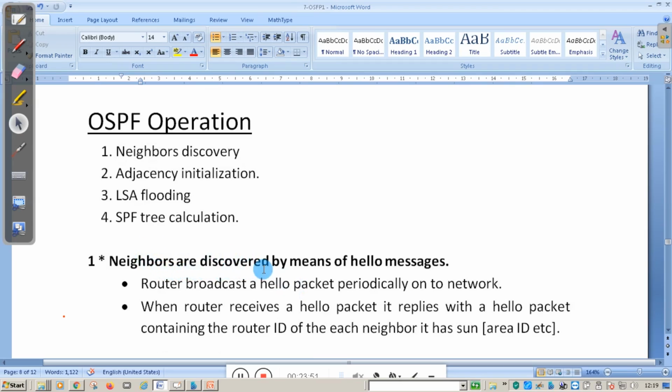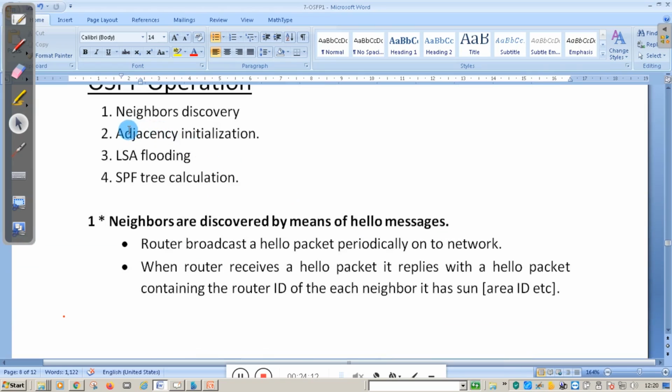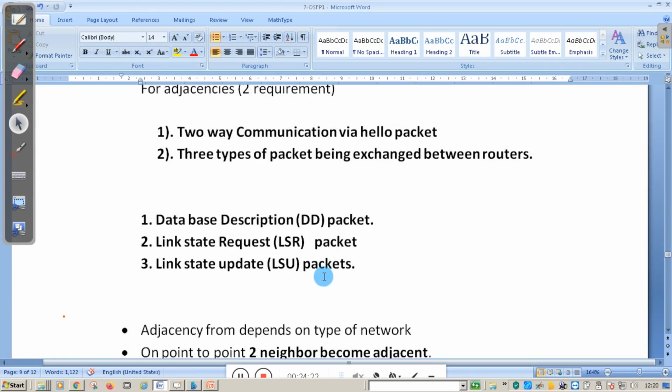First, neighbors are discovered by means of the hello message. The router will send the hello packet by broadcast periodically on the network, and it will discover the neighbor and establish neighborship. After that, adjacency initialization. For adjacency, there are 2 requirements. There should be 2-way communication via hello packets. Then 3 types of packets should be exchanged. What are the 3 types of packets? Database description packet, link state request, that is, the router requests the link state information, and link state update, where the router gets the update about the link state. All these packets should be exchanged. After that, adjacency will be formed.